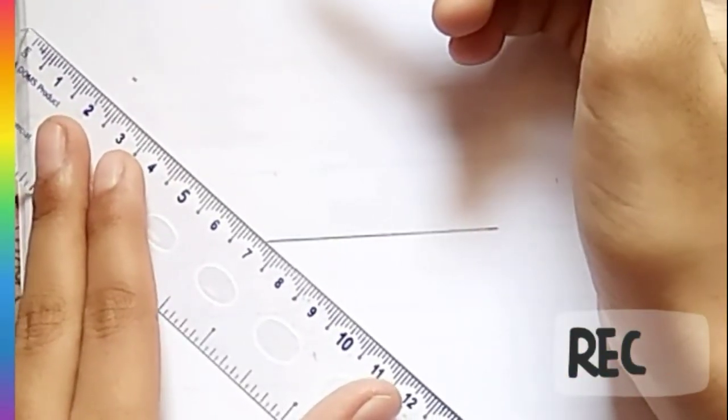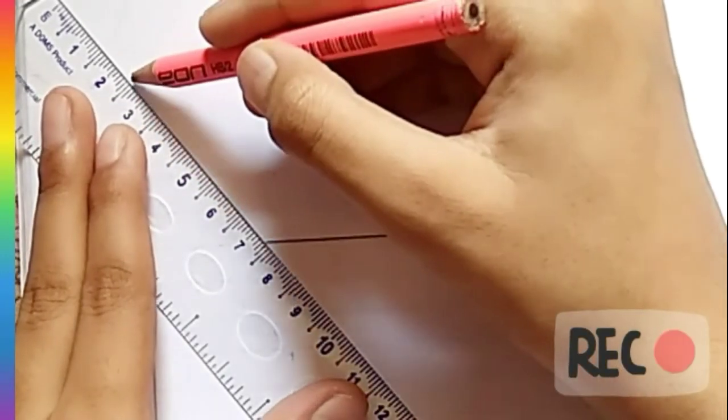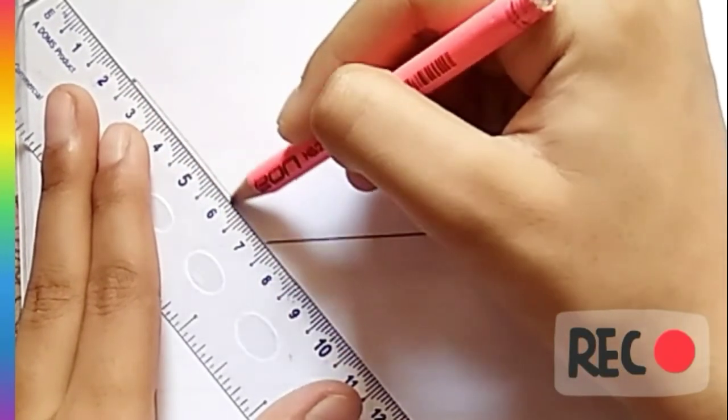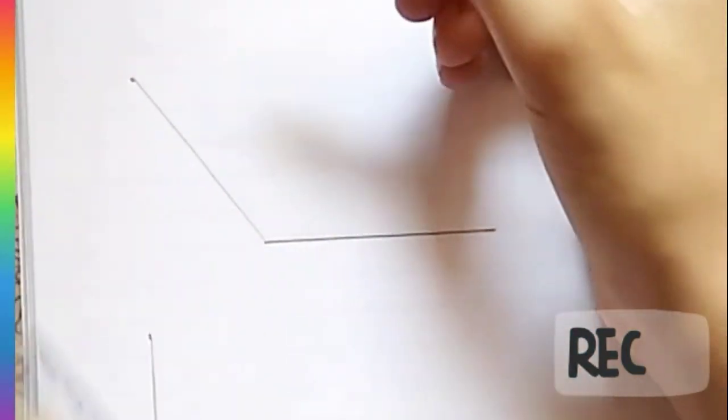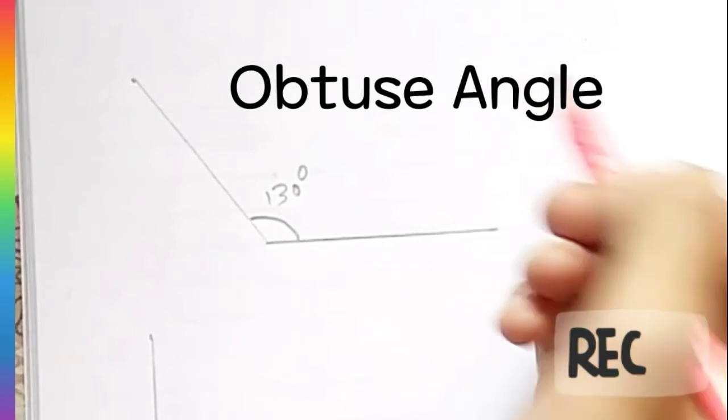So I will erase the 125 dot. Now make a correct line. Don't make a drizzle at all. Match it. Done. Our obtuse angle is done. 130 degrees.